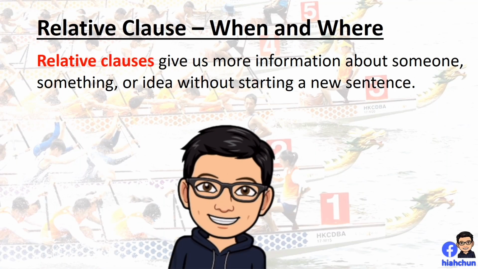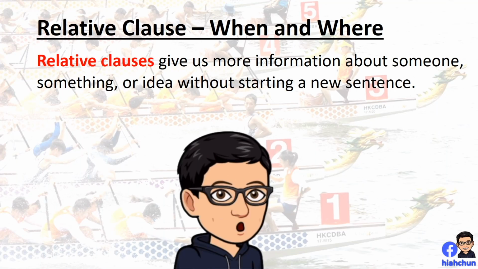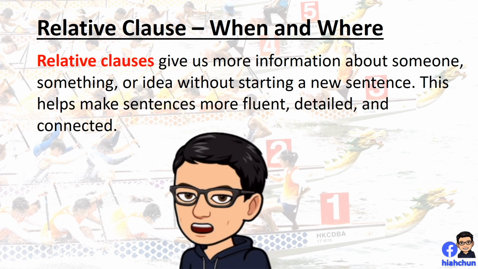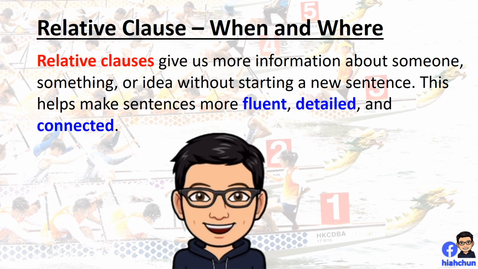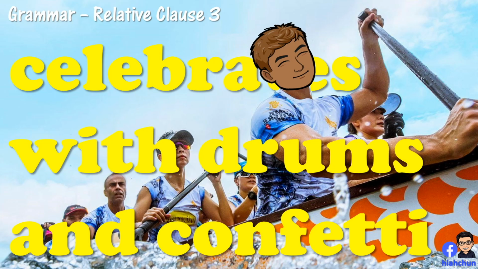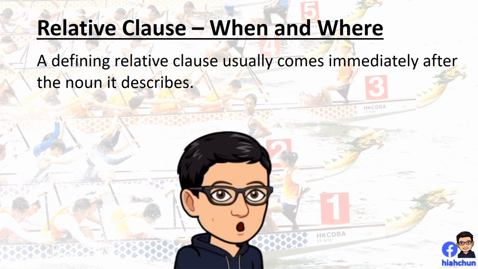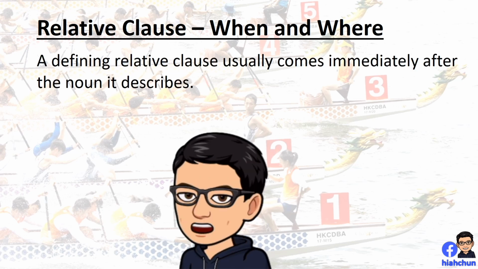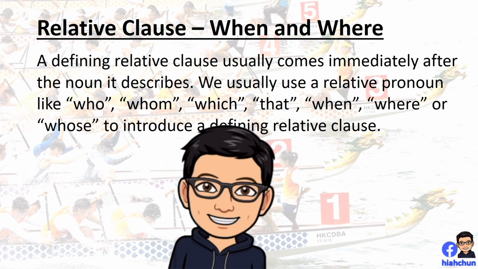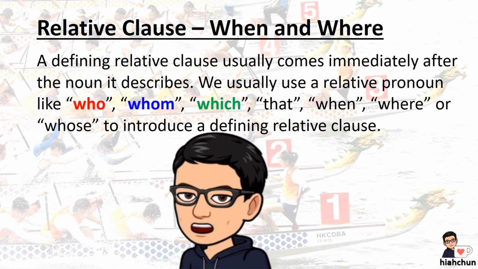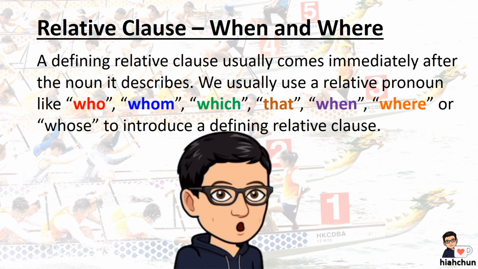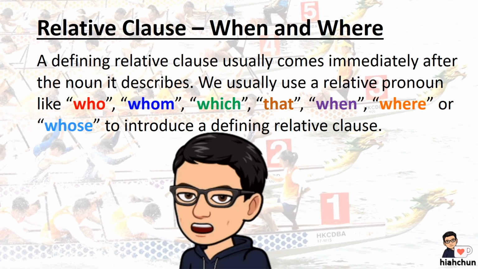Relative clauses give us more information about someone, something, or an idea without starting a new sentence. This helps make sentences more fluent, detailed, and connected. A defining relative clause usually comes immediately after the noun it describes. We usually use a relative pronoun like who, whom, which, that, when, where, or whose to introduce a defining relative clause.